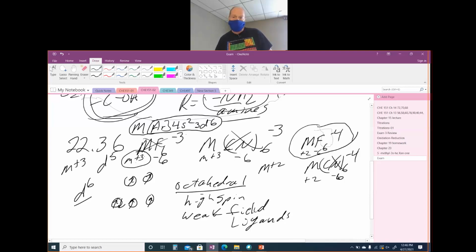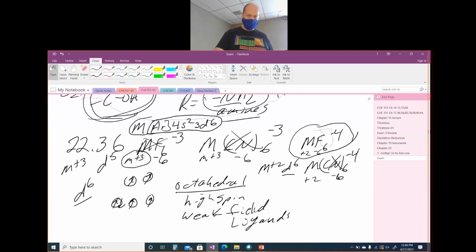We get rid of the 4s2. We have a D6. We have weak field ligands. We have a high spin. So that is the answer. It is an MF6 minus 4. That would be a D6, and that would be a high spin for the octahedral.